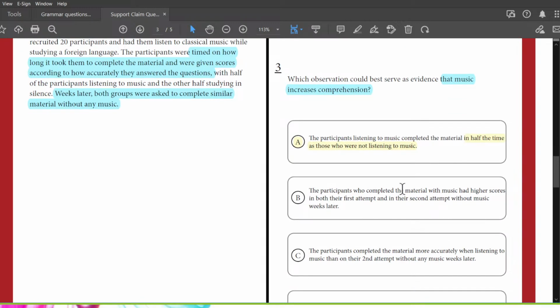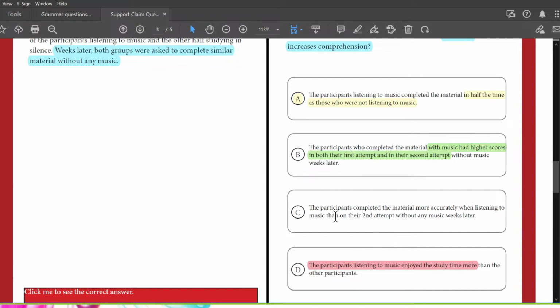The participants who completed the material with music had higher scores in both their first attempt and in their second attempt. Okay, so this feels really good because they got better scores the first time they did it, and they remembered it later. They came back and could still do it without the music. So clearly the music had some sort of long-term benefit as well as a short-term benefit, and that's 2 benefits, and I like that a lot. I would probably say that's the right answer.